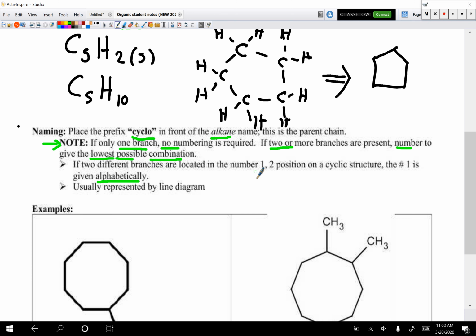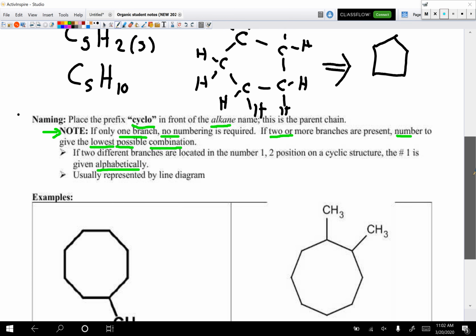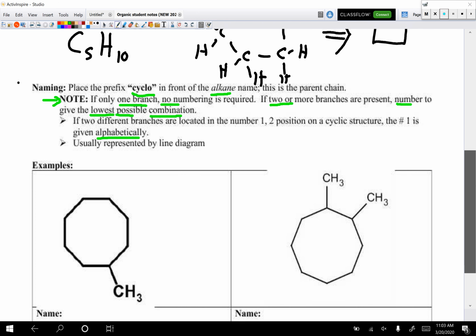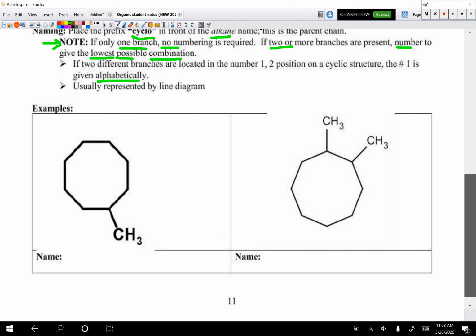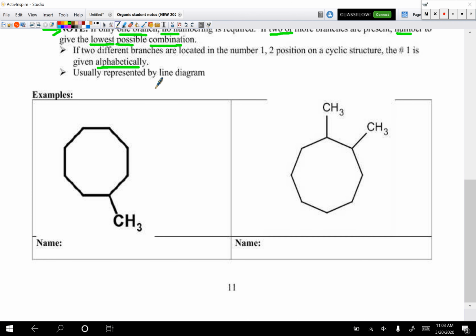Lost my train of thought there. If we do have this possible, 1 and 2 or 1 and 3 on the cyclic structure, carbon 1 is going to be the one listed alphabetically. We'll get into that in a bit. We usually represent this with a line diagram, so let's have a look at our first few examples and start naming them.